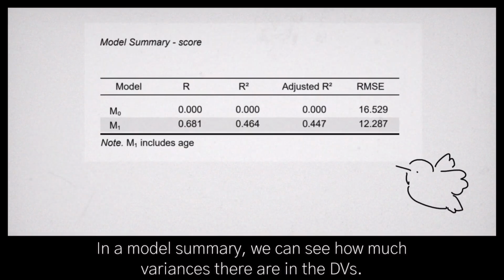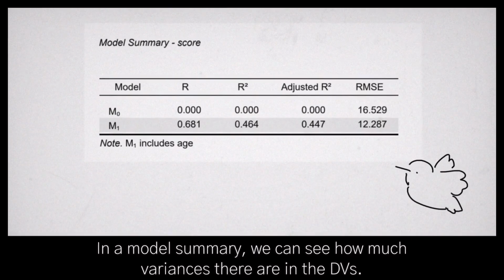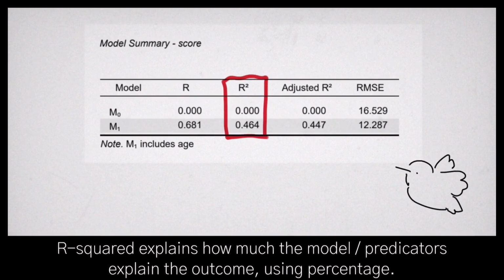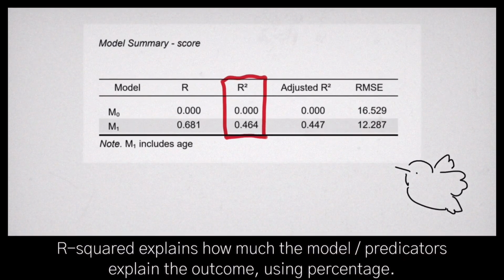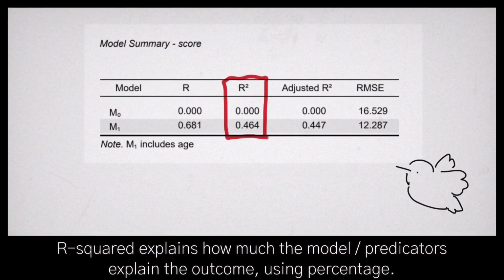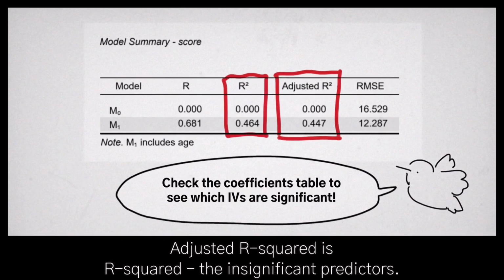In a model summary, we can see how much variance there is in the dependent variables. R squared explains how much the model/predictors explain the outcome using a percentage value. Adjusted R squared is R squared minus insignificant predictors.